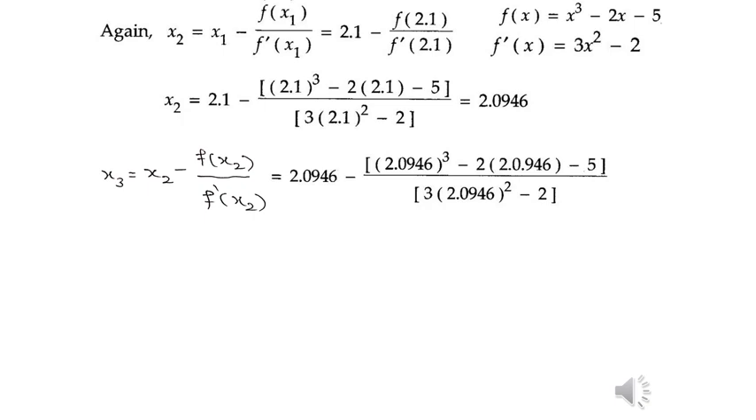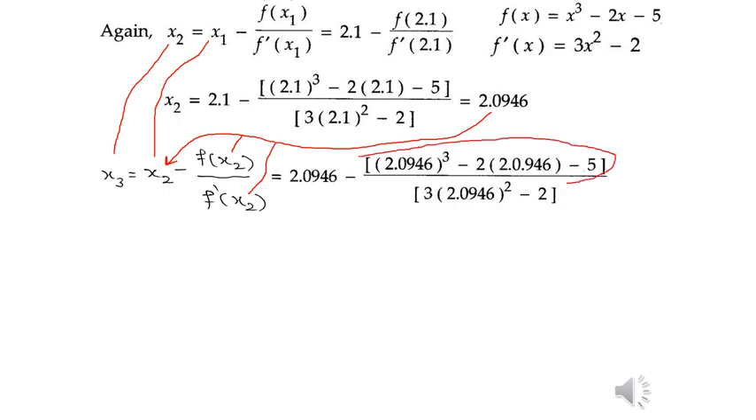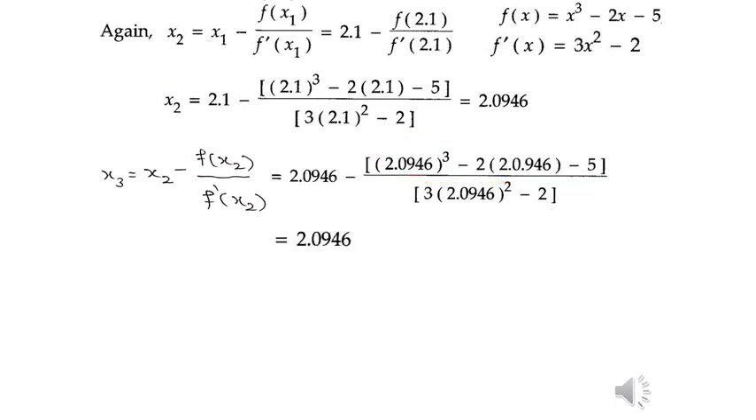What do we get? x3. Yes, replace x2 by x3 and x1 by x2 everywhere. And similarly, we put the value of x2 in this formula in the place of x2. Wherever x2 is there, put the value of x2, and simplification will be as earlier. This is your f of 2.0946, and this is your f dash. And if you use scientific calculator to simplify this, you will get answer as this.